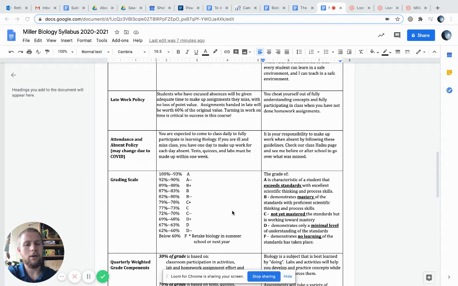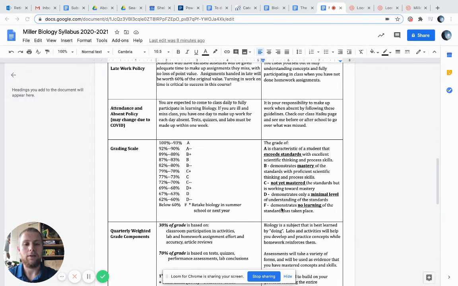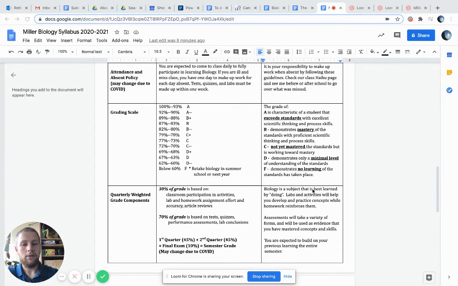This is going to be largely dependent upon some changes that may come due to COVID. So we'll see about how much leniency there is regarding absences. Certainly there might be some circumstances where it's just unavoidable, and I certainly understand that. Okay, the grading scale is as follows, so you can look over that. Here are the different written categories of each letter grade.